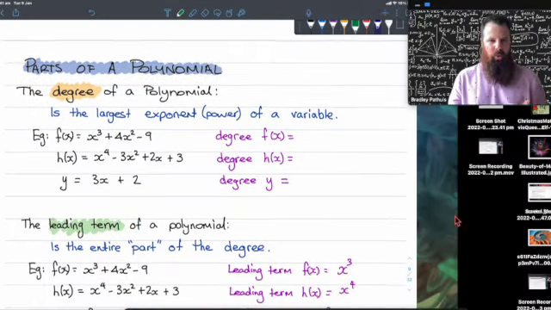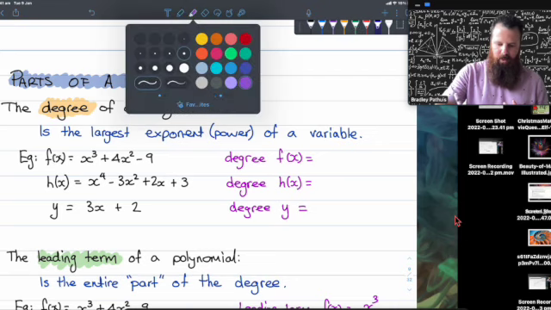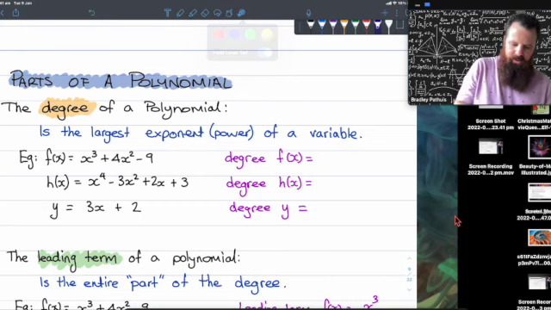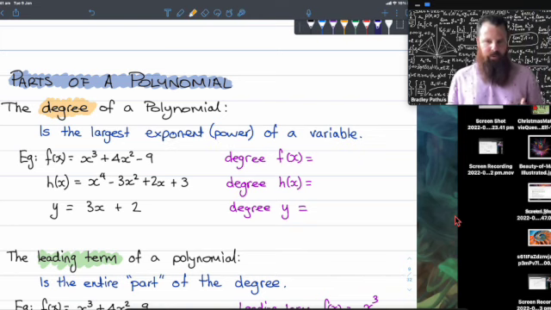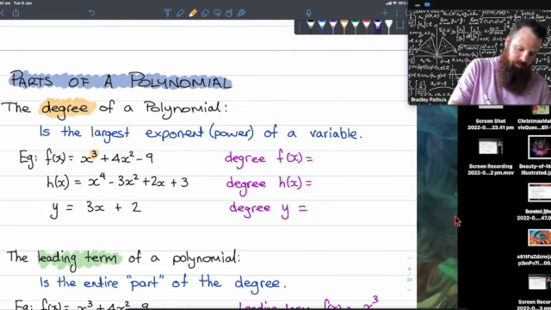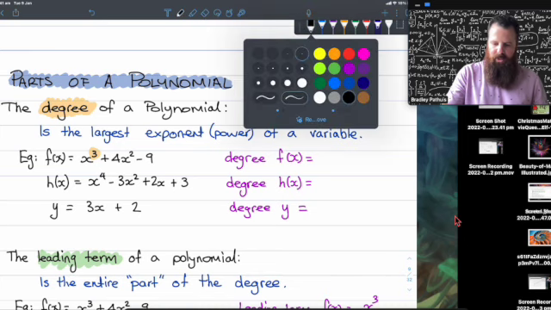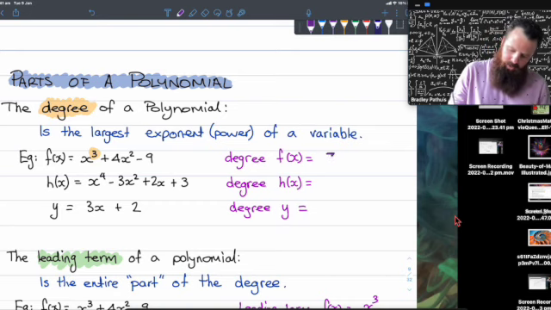So let's look at the parts of a polynomial. When it comes to a polynomial, the degree of a polynomial is the largest exponent or the largest power. In that first example, f of x is equal to x cubed plus 4x squared minus 9, my largest power is to the power of 3. And because my largest power is to the power of 3, we say that it's a polynomial of degree 3.